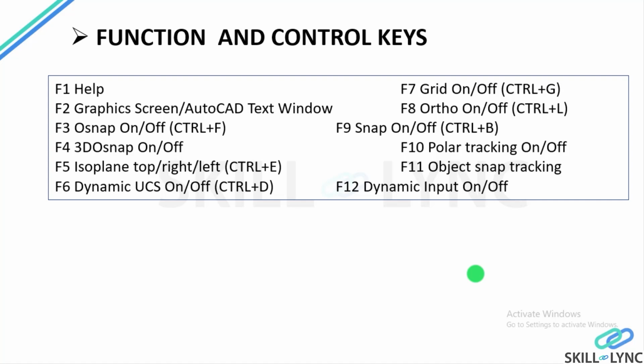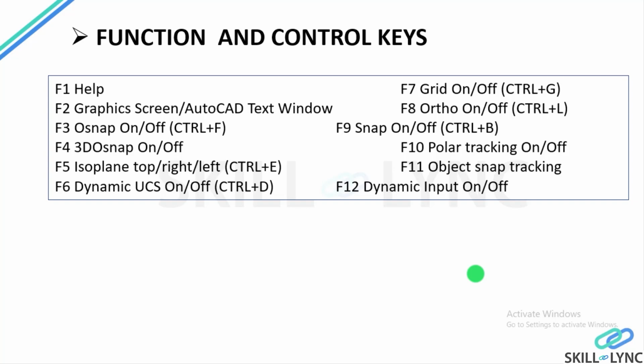We'll be discussing dynamic input later on, but this is where we end the discussion regarding object snap and different keys. So F1 to F12, I hope you remember all these things, and we have discussed almost isoplane, snapping with polar tracking, object snap tracking, ortho on off, and a lot of things that we have done.